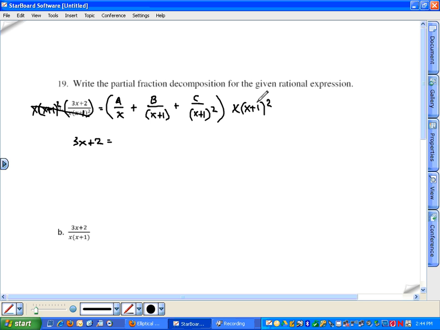Now, this LCD here needs to multiply to each piece separately. When it multiplies to the a piece, the single x would eliminate with that single x, leaving a to multiply with x plus 1 squared. Now when the LCD multiplies to the middle term, the b term, one of these x plus 1s would cancel with one of these x plus 1s, leaving b to multiply with x times x plus 1. And what multiplies to the c term, the x plus 1 squared cancels with x plus 1 squared, leaving c times x.